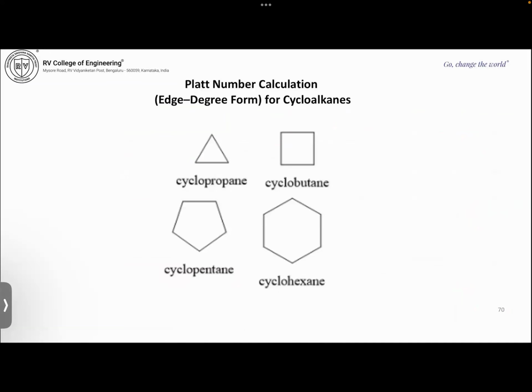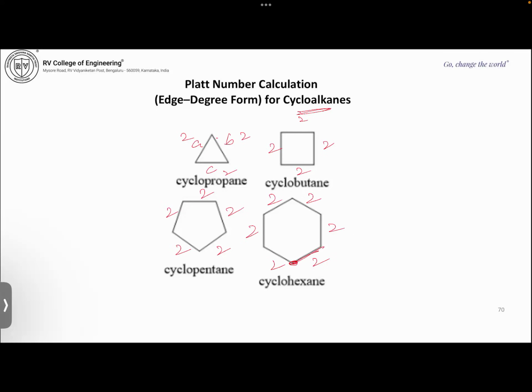Okay, next let us take some more examples to understand the plot number for cycloalkanes. You can see that in cyclopropane, if you take this as A, B, C, then A has degree 2, and B and C are also 2, 2, 2. The degree is 2 because they have shared 2 edges, right?